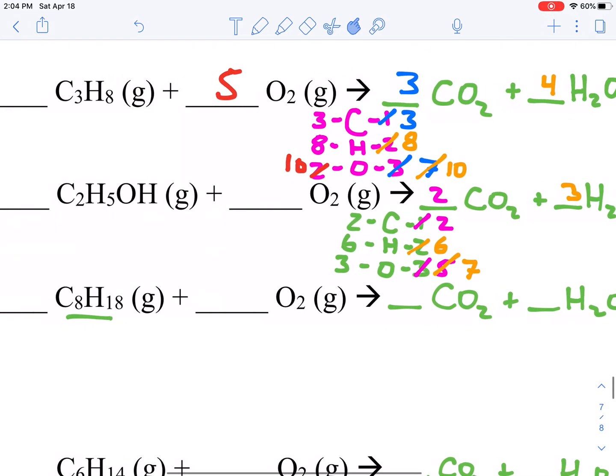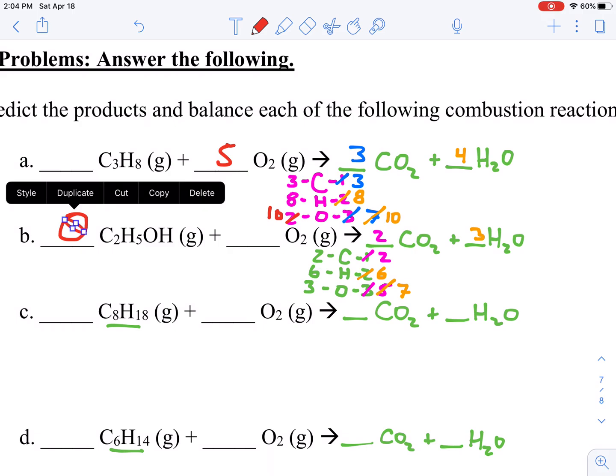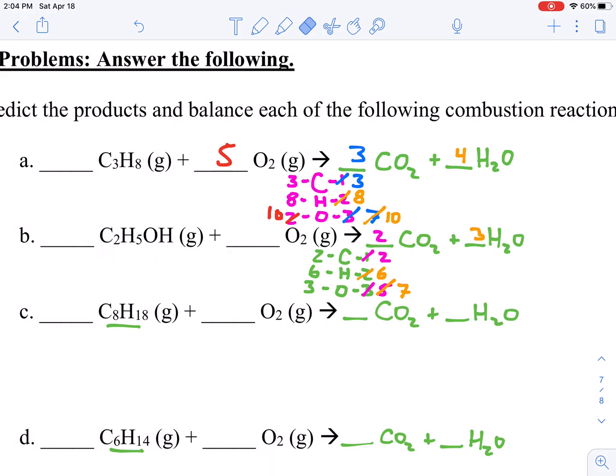And now things get confusing, right? Because we have oxygen involved in this hydrocarbon here on the left. But if you think about this, we really don't want to put any coefficients in this spot. We really don't want anything but a 1 there, because if we change anything there, we are going to change the carbon and the hydrogen, and we're going to mess up all of the work we just did to balance. So ideally, we'll leave this alone.